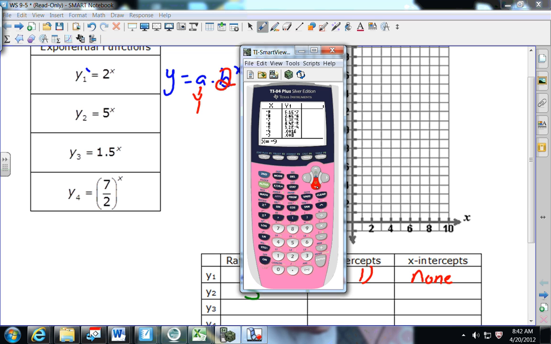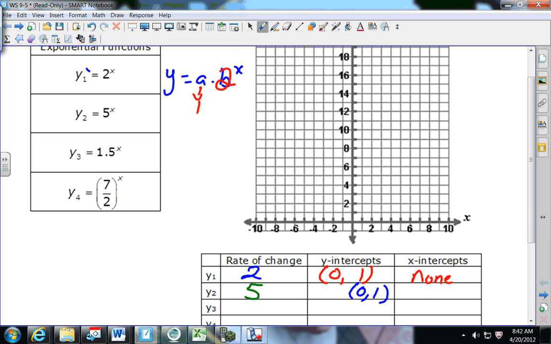Well, first off, I should have gone over here. There we go. Y-intercept is 0, 1. All right, come on, machine. Here we go. And again, there is none when you go through and look at it.